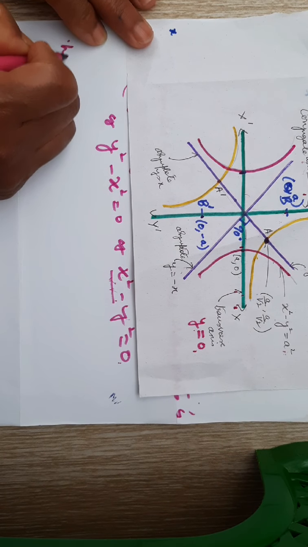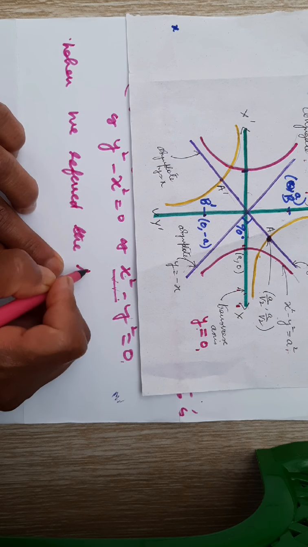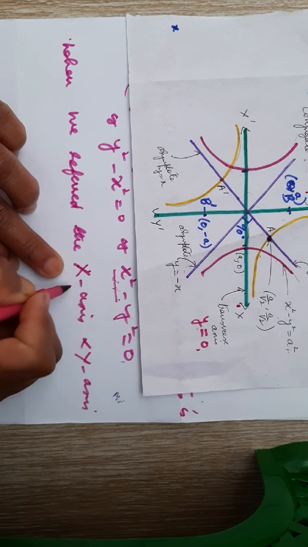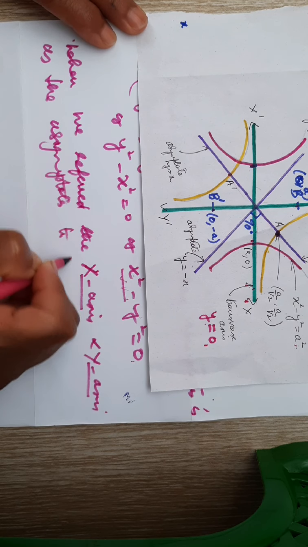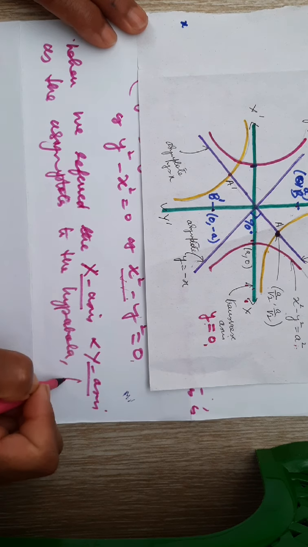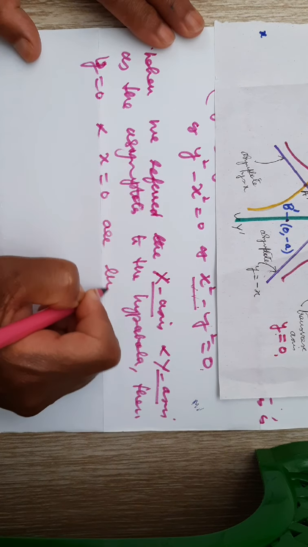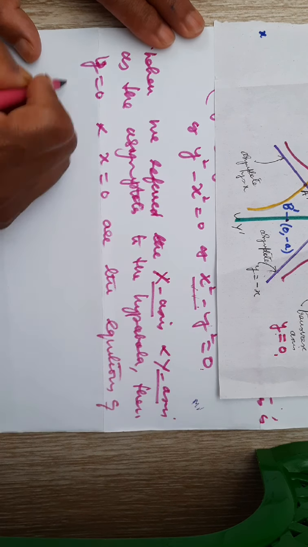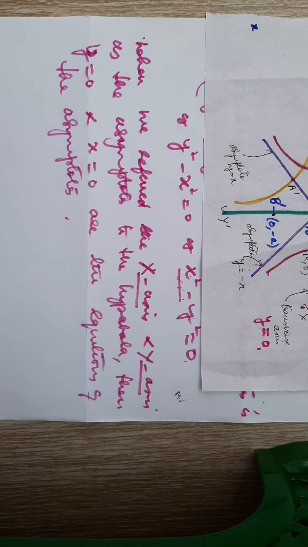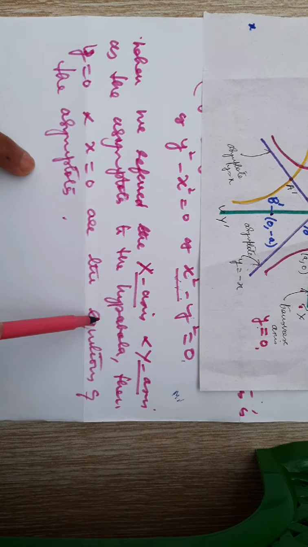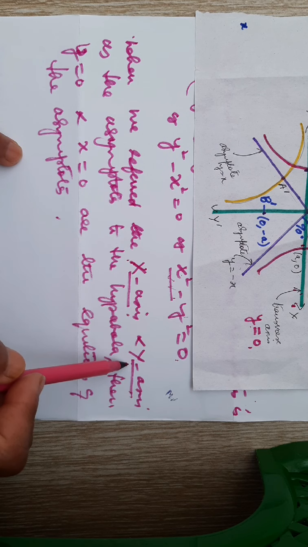So now when we refer the x-axis and y-axis, that means the transverse axis and the conjugate axis, as the asymptotes to the hyperbola, then y is equal to 0 and x is equal to 0 are the equations of the asymptotes of that hyperbola where the transverse axis is no more the x-axis and the conjugate axis also is not the y-axis, but instead the x-axis become the asymptote, the y-axis also become the asymptotes.